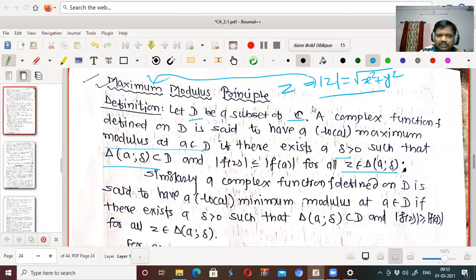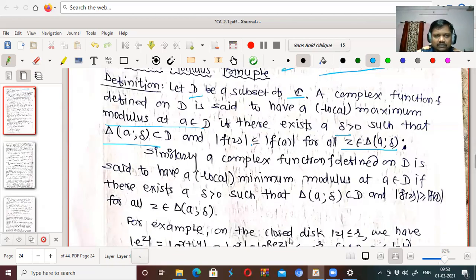Suppose C is the complex plane. We have taken D as any subset of C. I will take this as D. So a complex function f is defined on this D. It is said to have a local maximum modulus at a belonging to D. We say that any function f defined on this set D has a maximum modulus at a belonging to D.